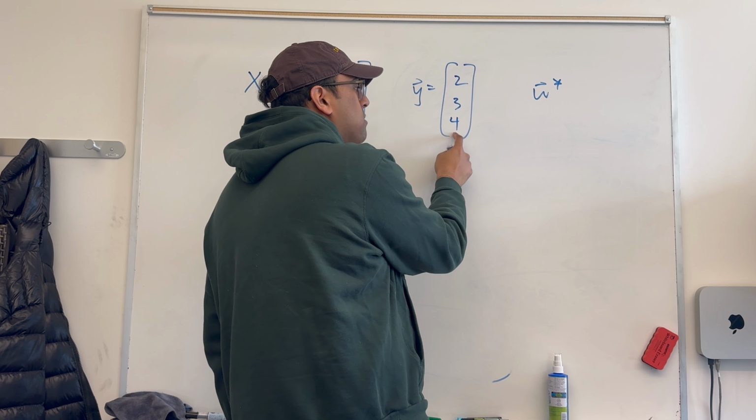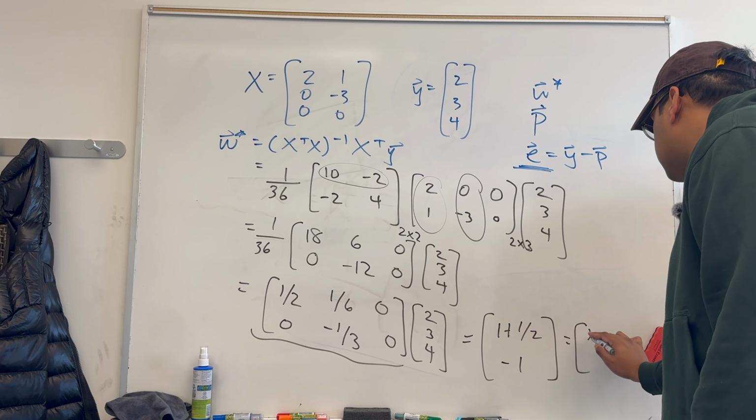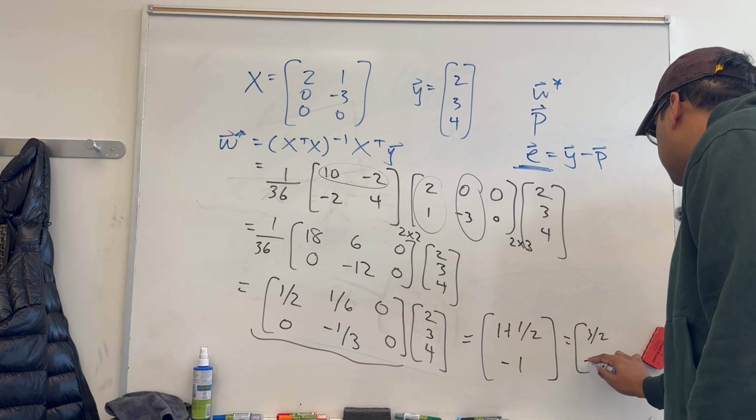Good. And now you can see some of the numbers simplify nicely, so I might just do that. 1/2, 1/6, 0, and 0, negative 1/3, 0. Keep this matrix in mind. This is X transpose X inverse X transpose. Now I have my 2, 3, 4 down here. And when I multiply this in, I get, let's see, in the first row, I get 1 plus 3 over 6. And in the second row, I get negative 1. That's 3 over 2 and negative 1. Good.